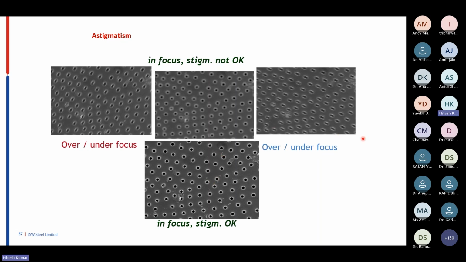So these are images which are under focus. This image is under focus again. This is in focus, but stigmation is not there. To correct all these things, this is the output of your video. So this is the proper appropriate way to capture your image.